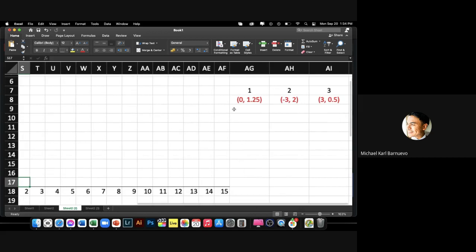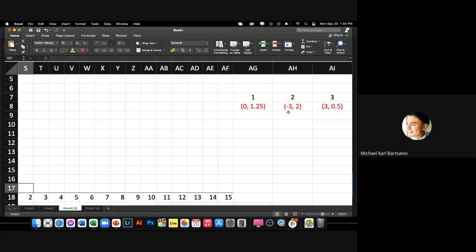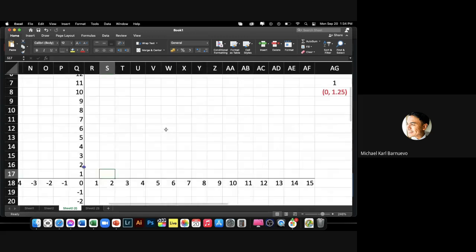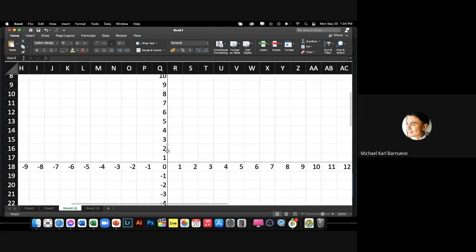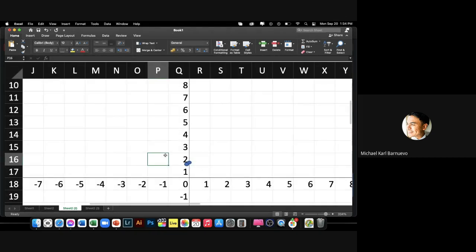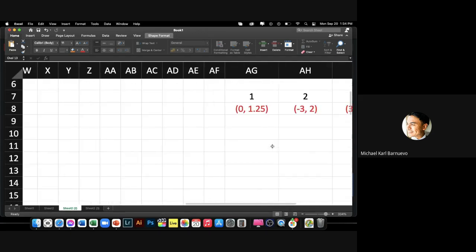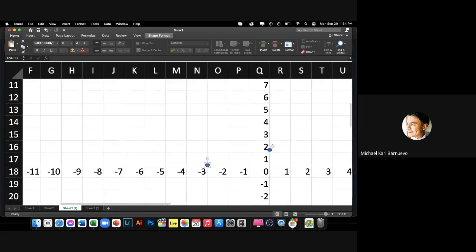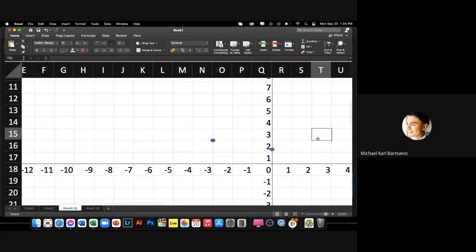How about the second one? Second one natin is x is negative 3 while y is positive 2. So nandito siya sa kabilang side, quadrant 2. Okay? Alright. Lagyan natin. Negative 3. Ano yung ano? Y? Y is positive 2. So we put our second coordinate here. Okay. How about the third coordinate?